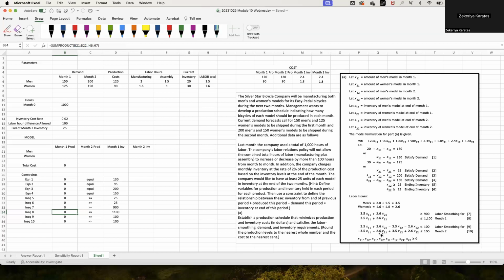It's like taking the absolute value and making it less than 100, because if you negate this, you get that the difference is greater than or equal to negative 100. So let's just put that in there. That means I have the sum product of the first month production with the labor hours minus the sum product of the second month production with the labor total. That should be less than or equal to 100.